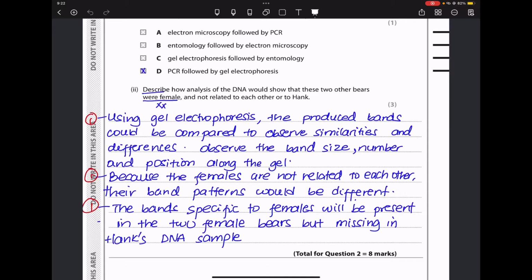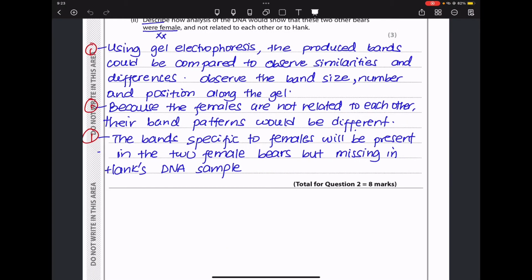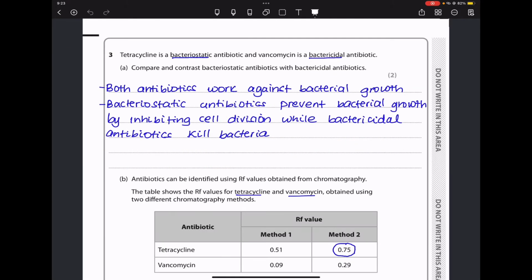So I said, using gel electrophoresis, the produced bands could be compared to observe similarities and differences. Observe the band size, the number and position along the gel. Because the females are not related to each other, their band patterns will be different. The band specific to females will be present in the two female bears but missing in Hank's DNA. So this brings us to the end of question 2. Let's continue to question 3.